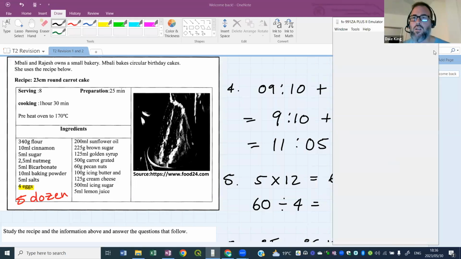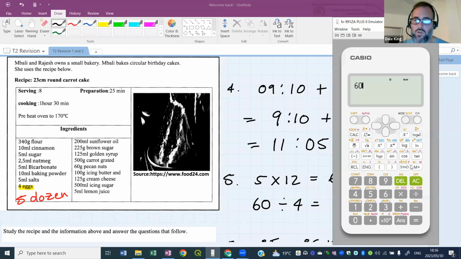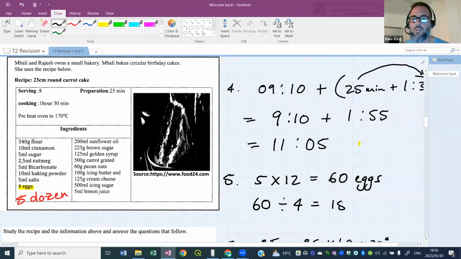Go to the calculator. Come here, calculator, do some work for me. So 60 divided by 4 equals 15. So she's got 15 groups of 4. She can make 15 cakes.